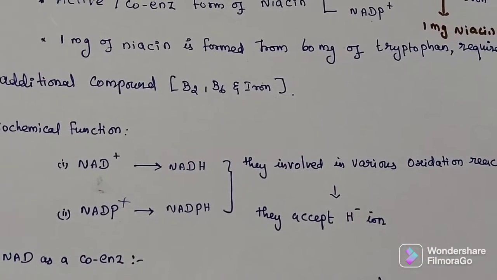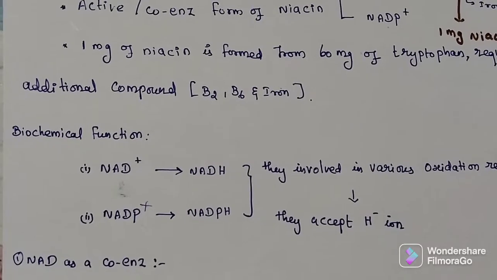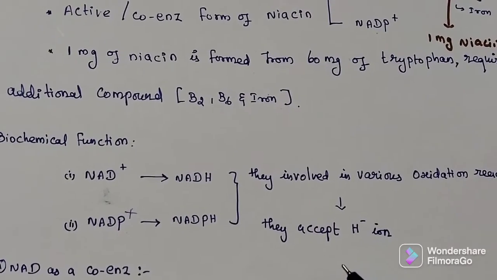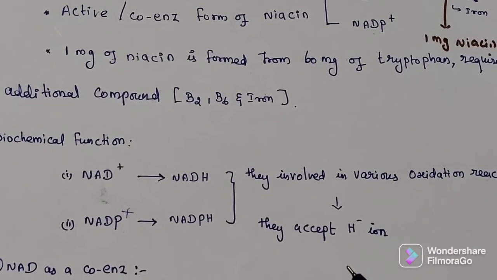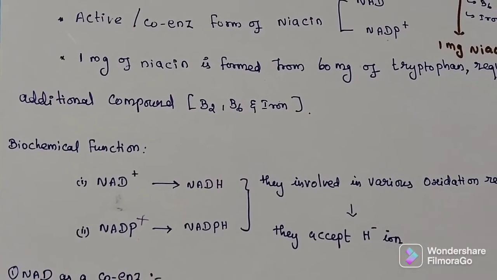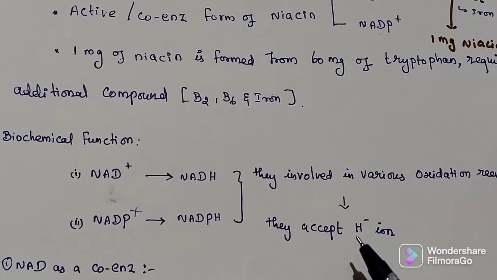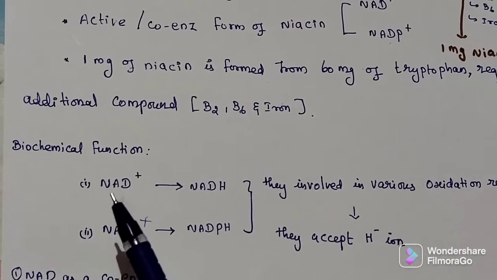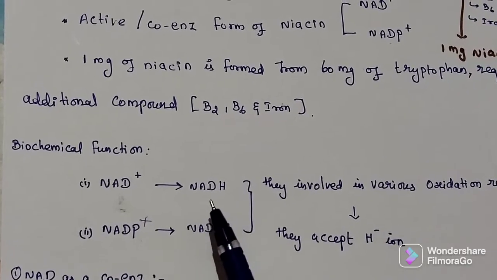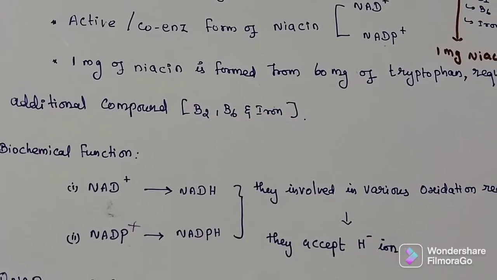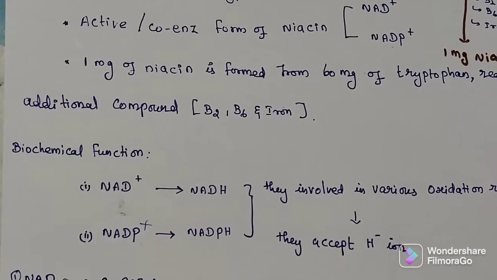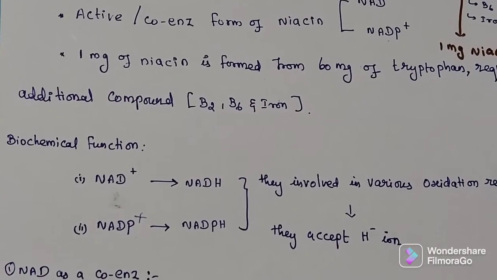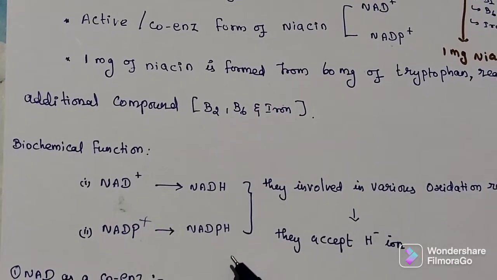In these reactions, they accept hydride ions. A hydride ion means one hydrogen and one electron. By accepting this hydride ion, NAD plus is converted into NADH, so there is loss of charge. Then NADP plus is converted into NADPH.